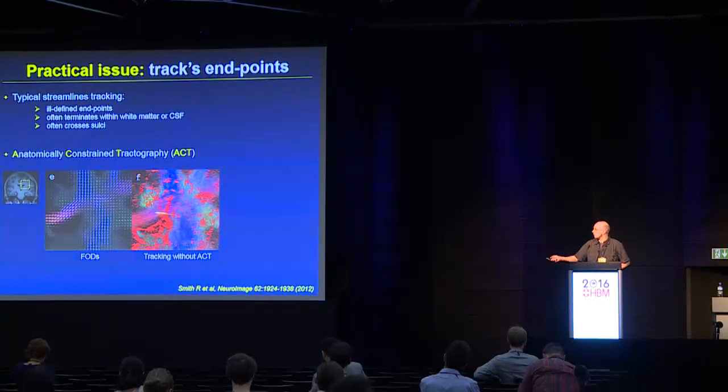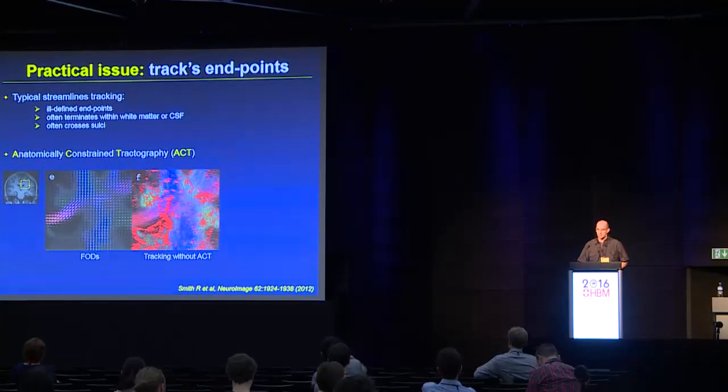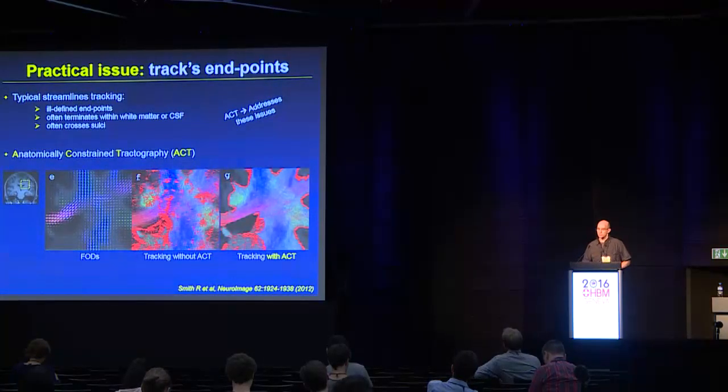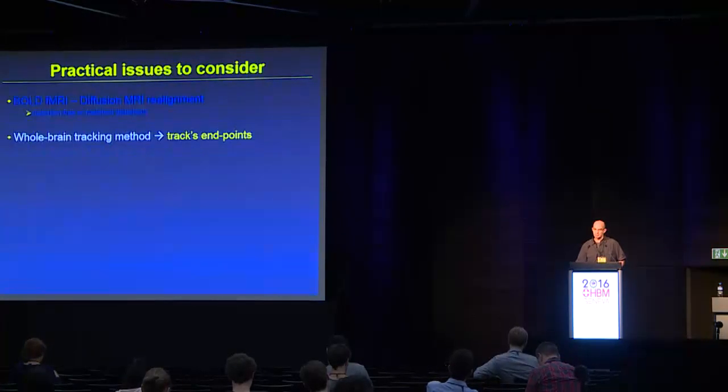And if you're going to be trying to map functional information to the track, and the track ends in funny places or crosses sulci, you're going to be mapping the wrong information. So as Maxime mentioned, in particular, we use the anatomically constrained tracking method, ACT, that we developed. In that case, you're now using the anatomical information to force the tracks, retaining only the tracks that end up on the interface between the gray and white matter or in subcortical gray matter. So you eliminate some of these issues, and you have well-defined endpoints.